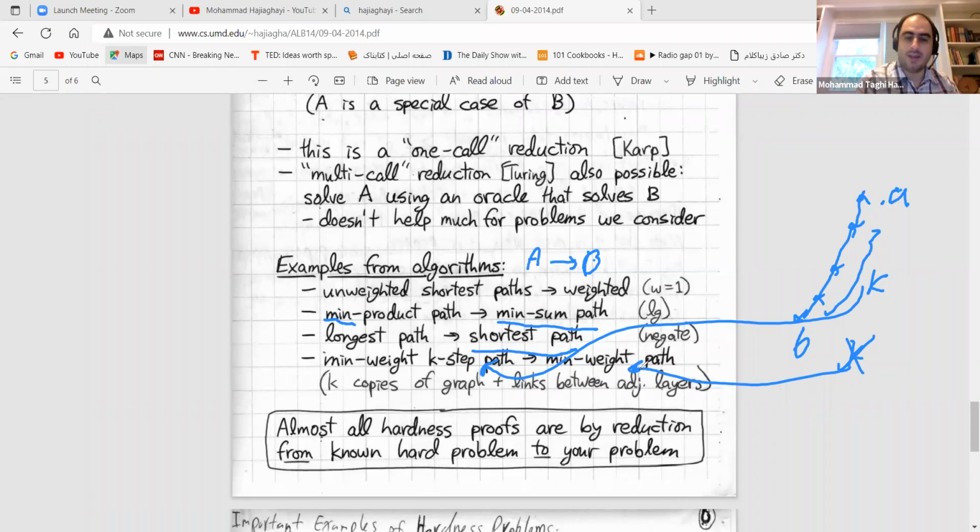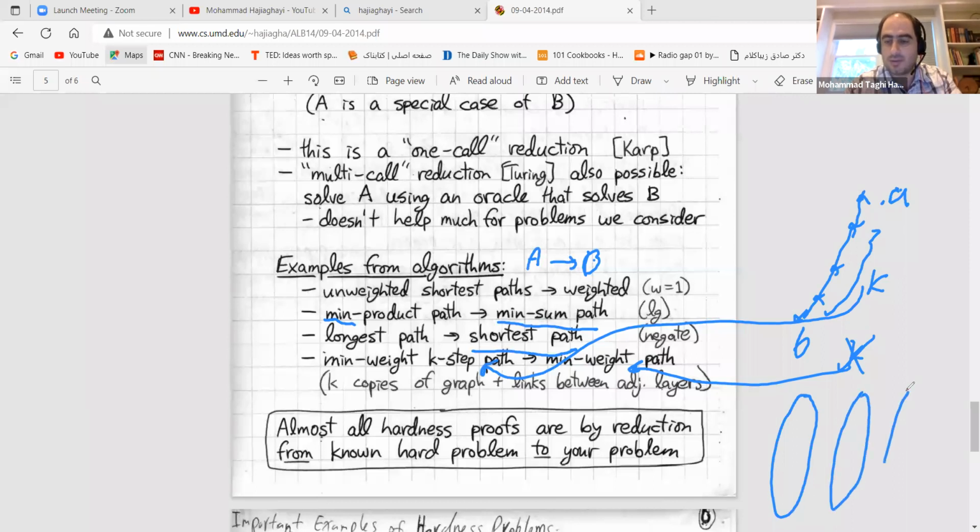In some sense, the min weight k-step version has more restrictions, and we need to make sure that all of these constraints are satisfied. How can we do that? This is another trick that you can use generally. The typical thing is that when you have this graph, you may repeat it k times.